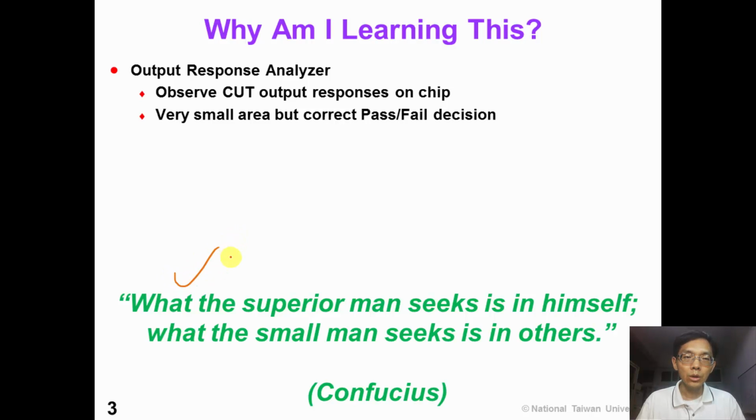Here is a famous quotation by the Chinese Confucius. He said that what the superior man seeks is in himself. What the small man seeks is in others. I think this is a very wise quotation, suitable for this chapter, because in built-in self-test, an output response analyzer observes CUT output responses. The area of this ORA is very small, but it must make a correct pass-fail decision.